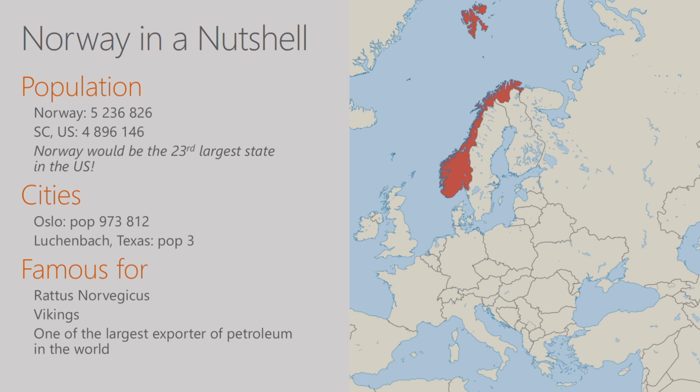Other things that Norway is famous for, besides Opera, the browser, is Rattus norvegicus, which is the Latin name of the brown rat, which you find all over the planet. So technically speaking, if you say we are rats, that would be kind of correct. Vikings, and we're also one of the largest exporters of petroleum. So that's to you, Texas.